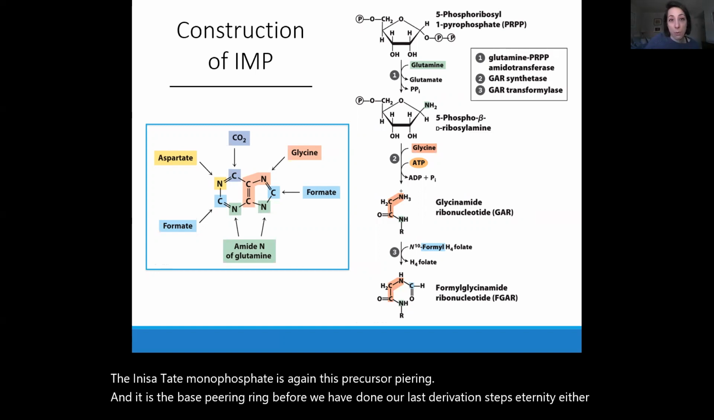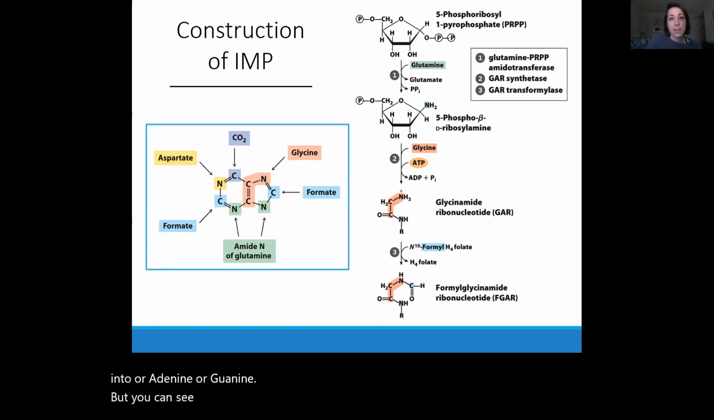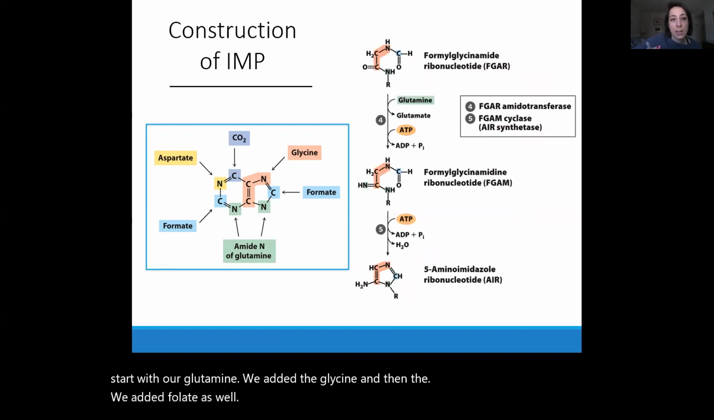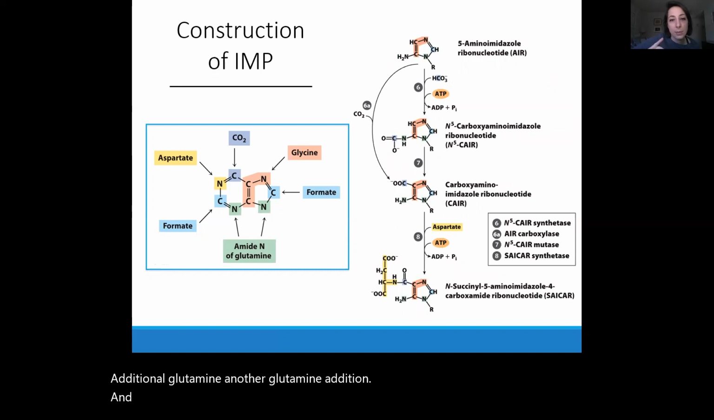and it is the base purine ring before we have done our last derivation steps to turn it either into our adenine or guanine. You can see again the steps of this as we're starting with that PRPP, slowly adding on. We start with our glutamine, we add in the glycine, and then we add in folate as well, continued by additional glutamine, another glutamine addition, and then finally the aspartate addition, as you can see as it goes through.